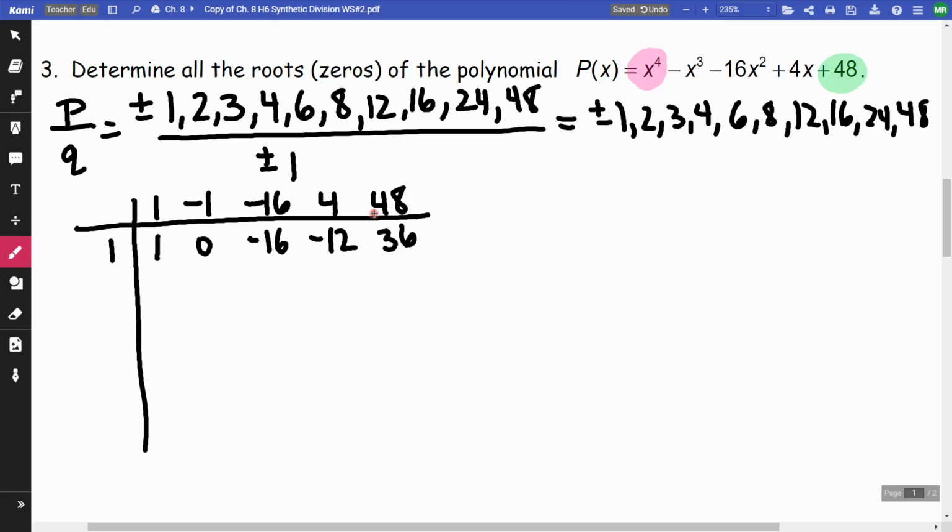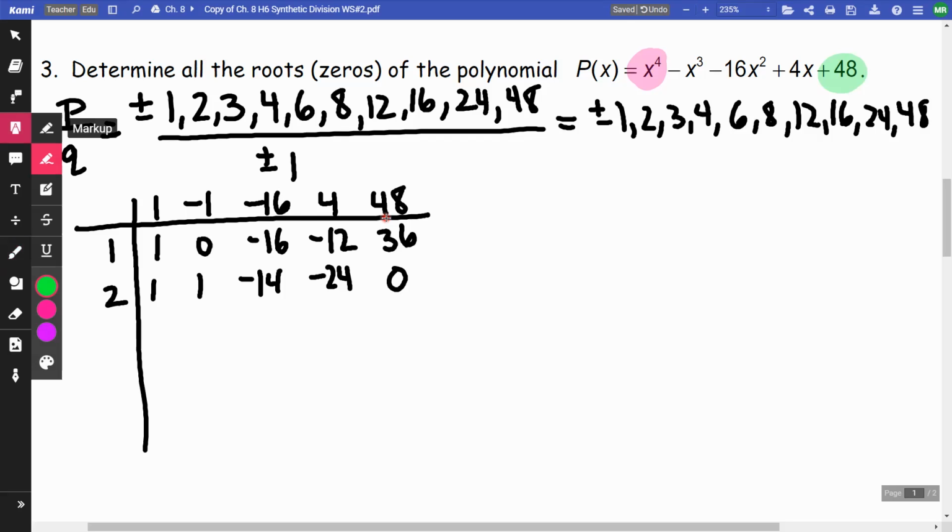Okay, so I'm getting closer to the x-axis. Sometimes you might want to jump ahead, but you want to make sure you don't jump too far and jump over a 0. So I'm going to do 2. Bring down my 1. 1 times 2 is 2, I add it, I get a 1. 1 times 2 is 2, I add it, I get -14. -14 times 2 is -28, I add it, I get -24. And -24 times 2 is -48, and I add it and I got a 0.